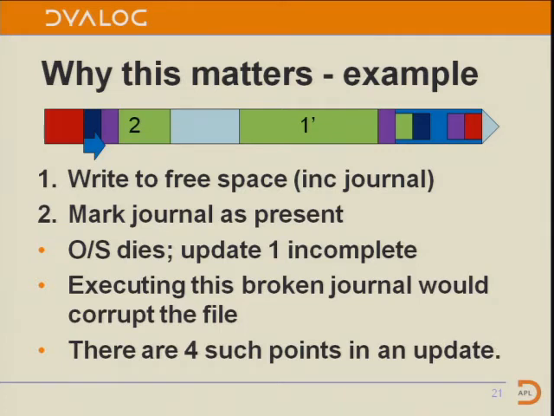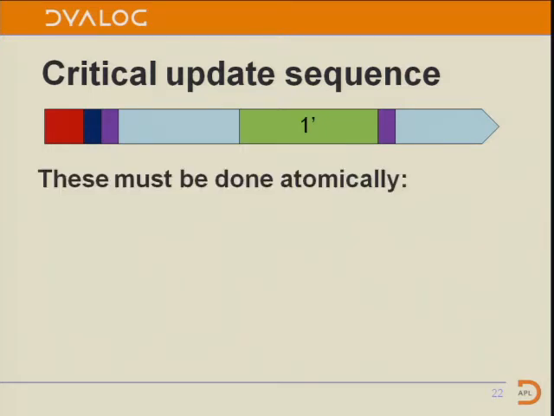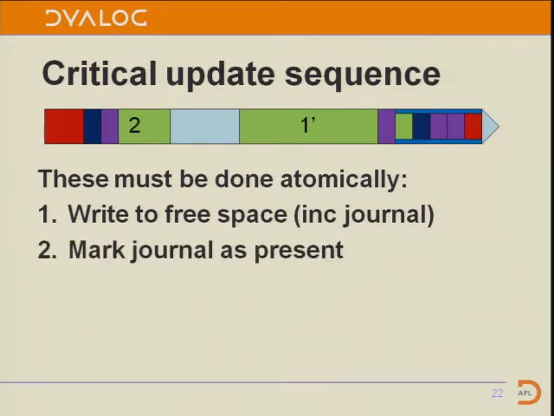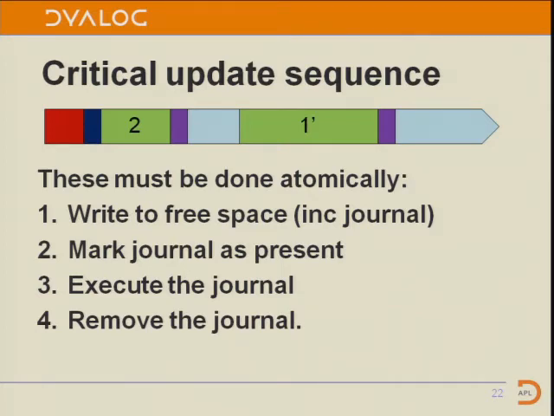And during any update, there's 4 of these cases. Now, for this afternoon, I'm just going to tell you what they are. If you're more interested in why they're there, the original slides, which are on the memory stick, have additional pages which will explain them, but I've found that I'm not going to get through everything, so I'm just going to tell you that you must atomically write to the free space, mark the journal as present, then execute it, and then remove it. And if you get losses between those 4 stages, we will not be able to protect the file.